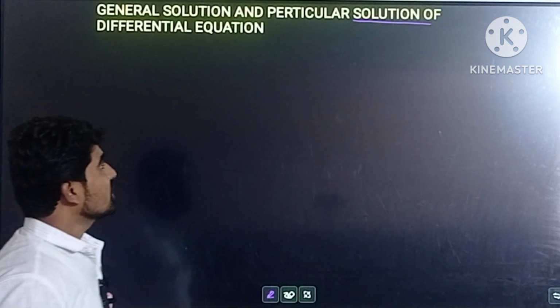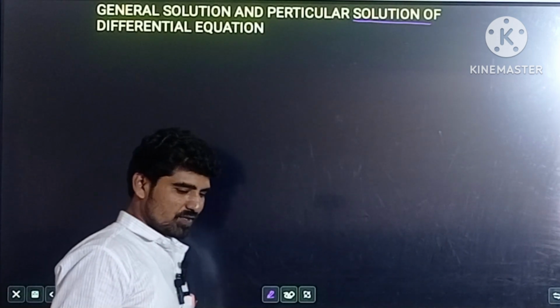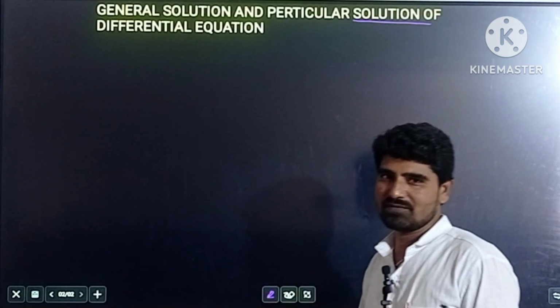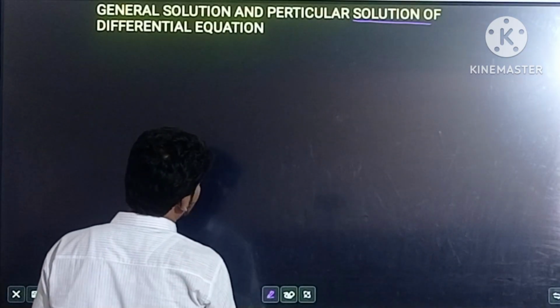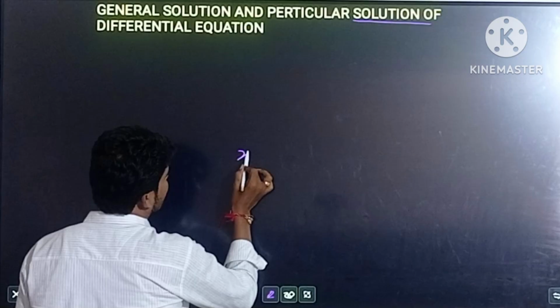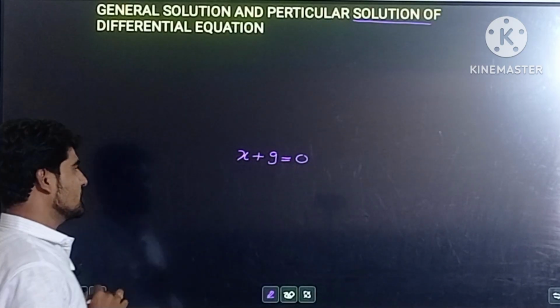So let us consider one of the polynomial equations. First we know what is meant by the solution of the polynomial equation, then we go for the solution of the differential equation. So let us consider one of the linear equations, that is x plus 9 is equal to 0. So observe this equation.